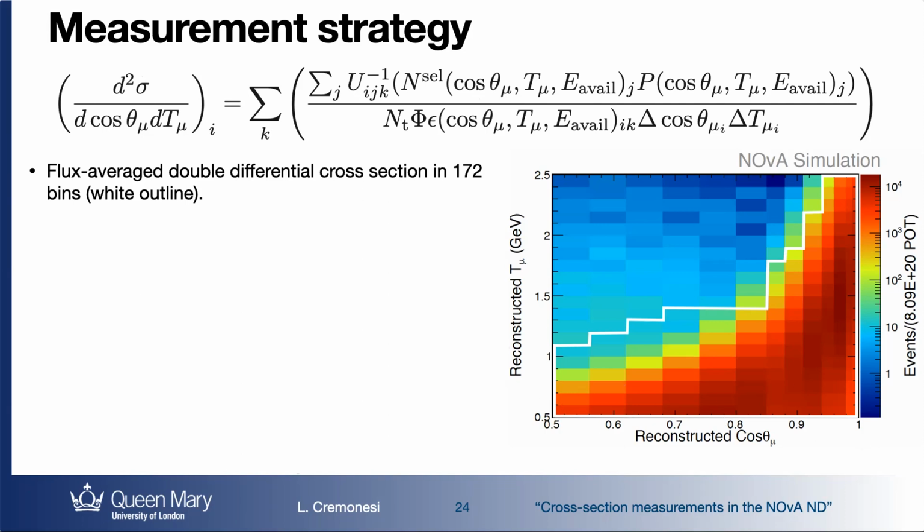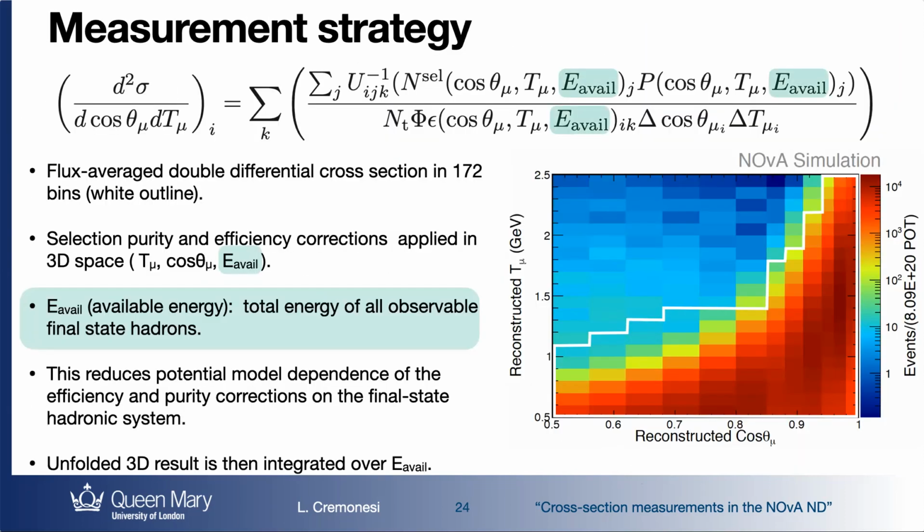So here on the right, you can see again the space of the reconstructed cosine of the angle and the reconstructed muon momentum, which is the space in which we make the measurement. And this is a flux average differential cross-section in 172 bins. But you may notice that in this formula, there is also an additional factor that I call the E-avail. It's the available energy, which is the total energy of all observable final state hadrons of the system. And we don't report on it. We use it to calculate this purity correction and this efficiency correction. But then we integrate over it and report the cross-section just in the 2-dimensional space.